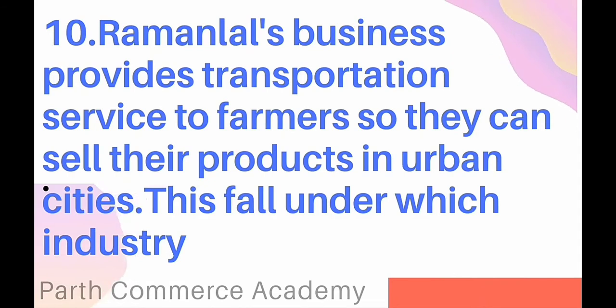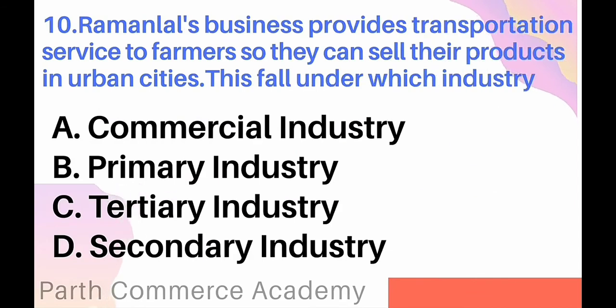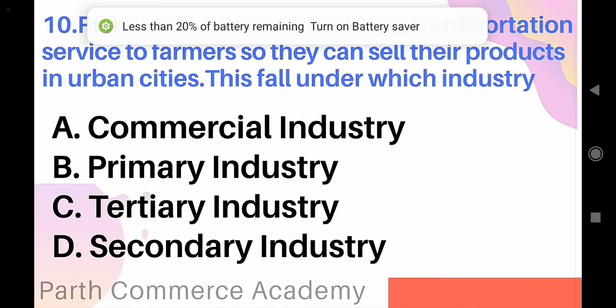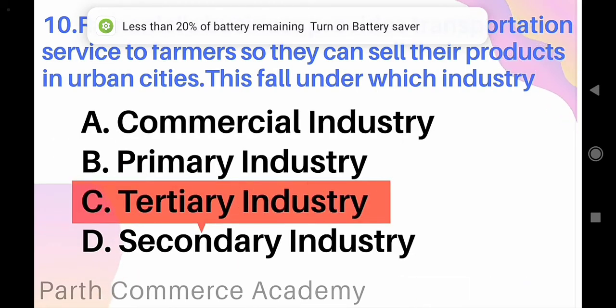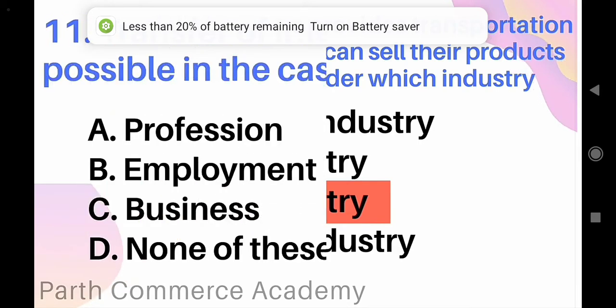Next question is, Raman Lal's business provides transportation service to farmers so that they can sell their products in urban cities. This falls under which industry? Commercial industry, primary industry, tertiary industry, or secondary industry? Here we know that transportation is a part of tertiary industry. So the correct answer is option C, tertiary industry.